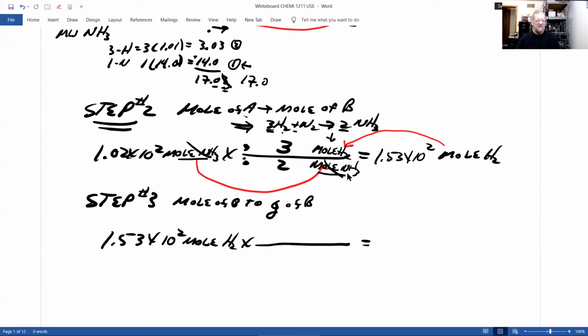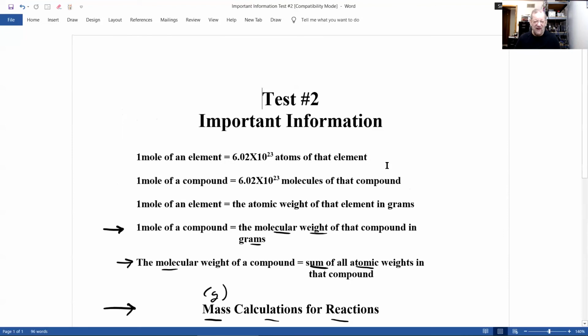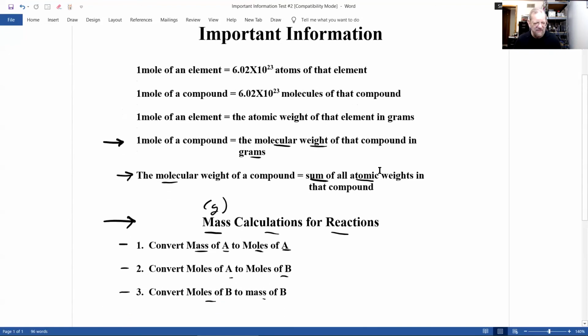And once again, everybody, it's Winky-Dink time. Help Dr. White out. Figure out what goes here and what goes on top and bottom of the ratio. But before you do that, it's time to look at important information, test number 2.